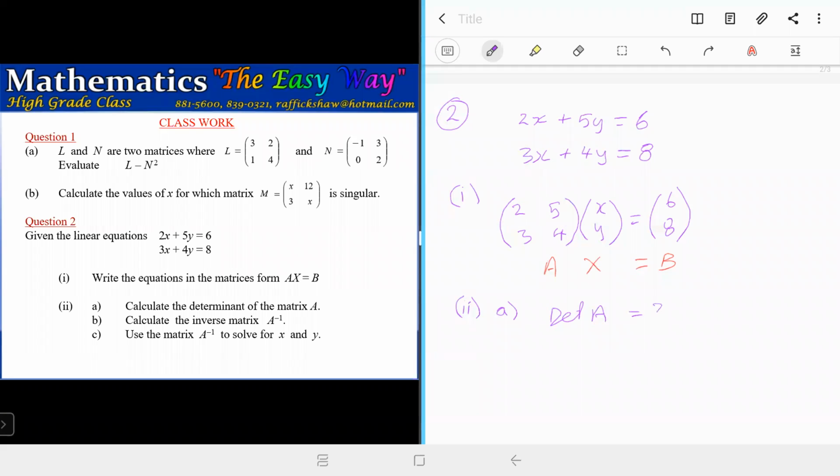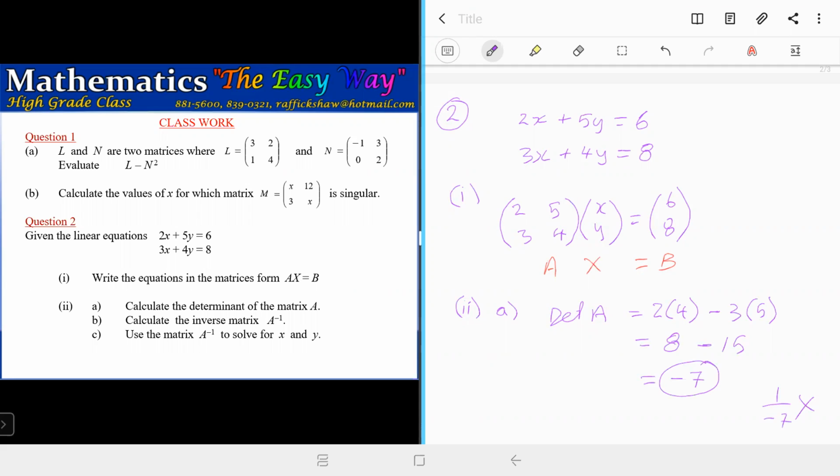So it's 2 times 4. Let me write it out for you. 2 times 4 minus 3 times 5. And that becomes 8 minus 15. And so the determinant is -7. Some people got 1 over -7, which is wrong.